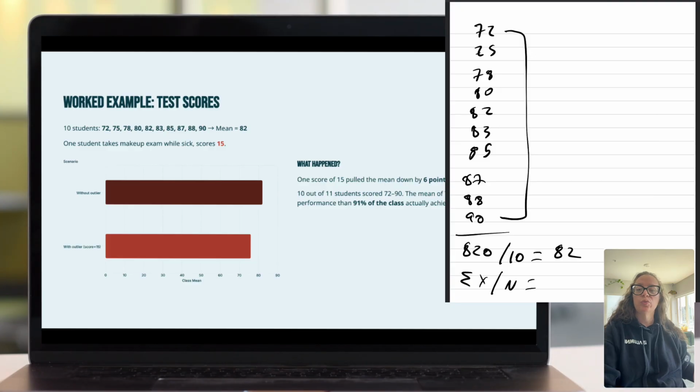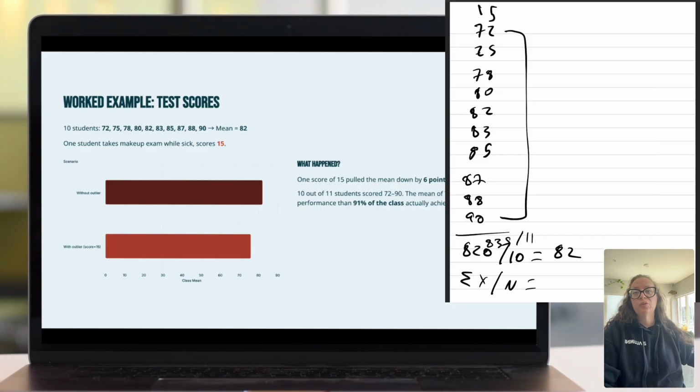Now, suppose one student was absent and takes a makeup exam while sick, and they only get a score of 15. So add 15 points to that. So now the new sum is 835, divided by now 11. So the new average is 75.9. The average dropped from 82 to 76. One struggling student pulled the entire class average down by 6 points. Is 76 a good summary of this class? Not really. 10 students scored between 72 and 90. One scored 15. The mean of 76 suggests typical performance is worse than what 10 out of 11 students actually achieved.